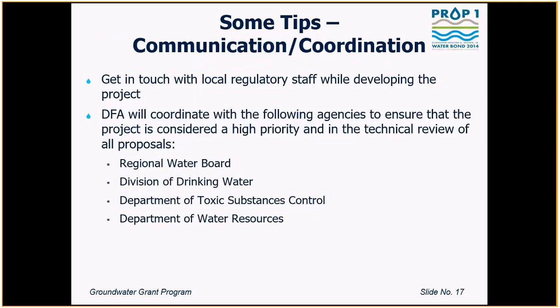So these next 2 slides show some helpful tips for you to complete the full proposal. Make sure to contact local regulatory staff while developing the project. This will ensure you get feedback from these agencies regarding your project. Want to make sure there are no surprises or expectations from either side. Like I said earlier, the contact information for the agencies can be found in the feedback tab in FAAST. And DFA staff will coordinate with the agencies to ensure that the project is considered a high priority during the technical review of all proposals.